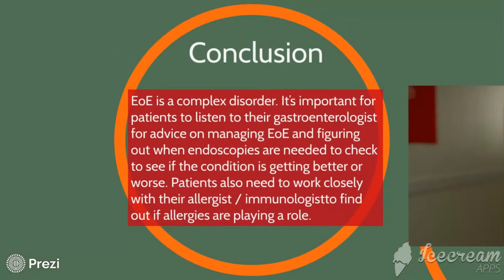In conclusion, EOE is a complex disorder. It's important for patients to listen to their gastroenterologist and advice on managing EOE and figuring out when endoscopies are needed to check to see if the condition is getting better or worse. Patients also need to work closely with their allergist and immunologist to find out if allergies are playing a role.